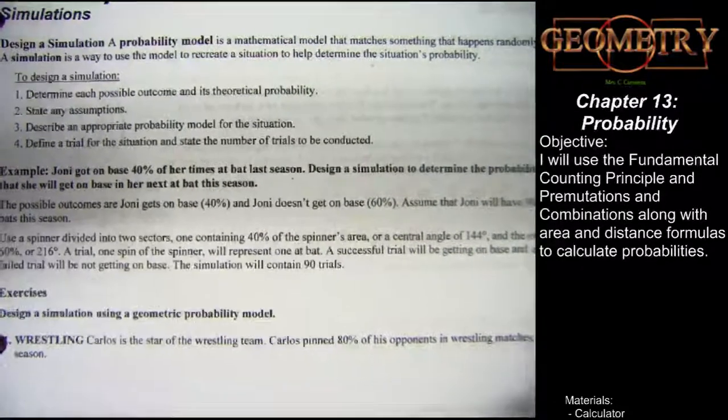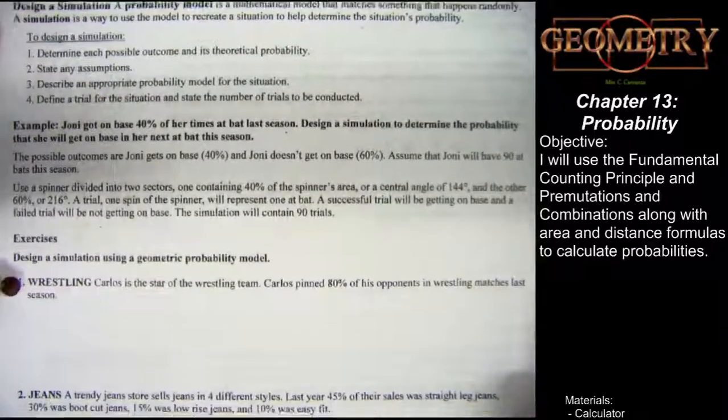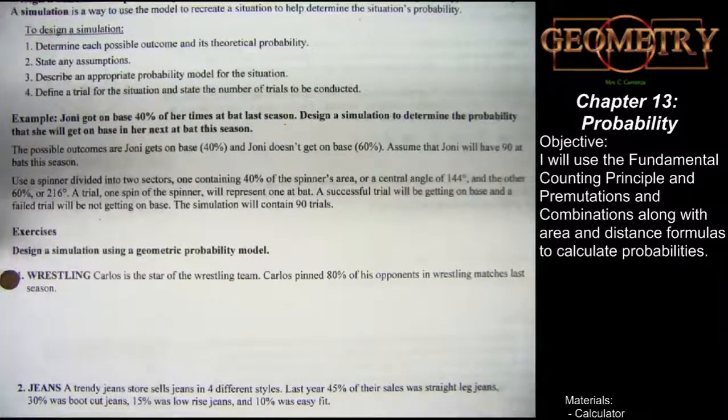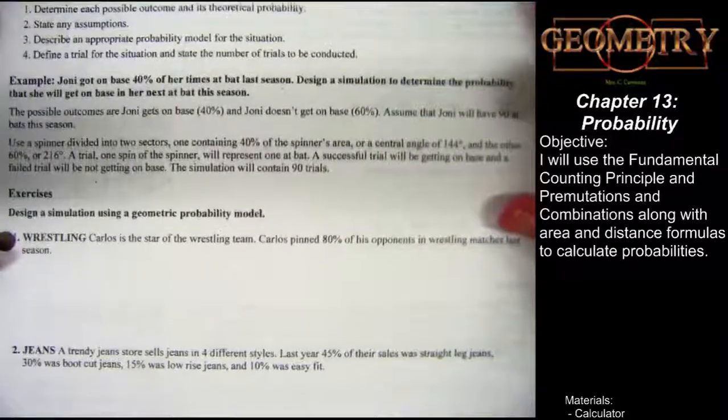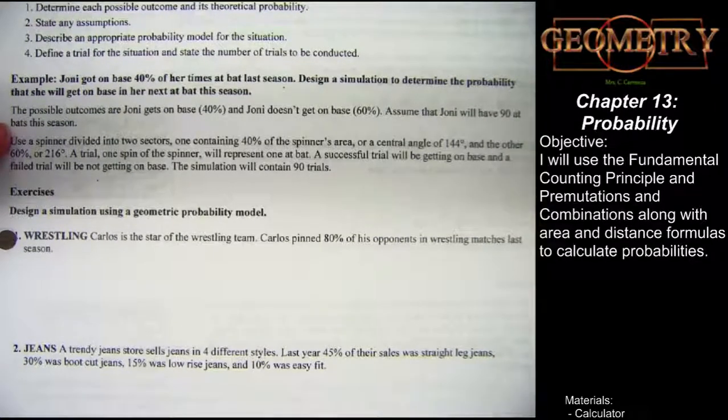So let's look at this example here with Joni, and then we'll write one together, you and I. So Joni, baseball player, last season got on base 40% of the time she was up at bat. We need to design a simulation to determine the probability that she's going to get on base at her next time at bat this season using her last season's stats. Here's the paragraph that explains the simulation that they've designed.